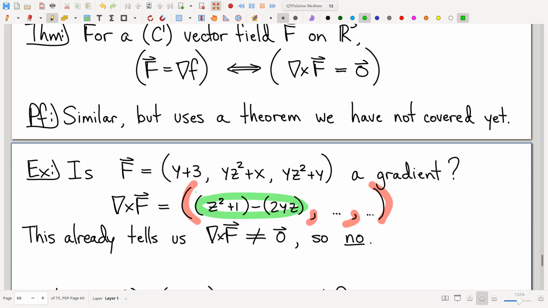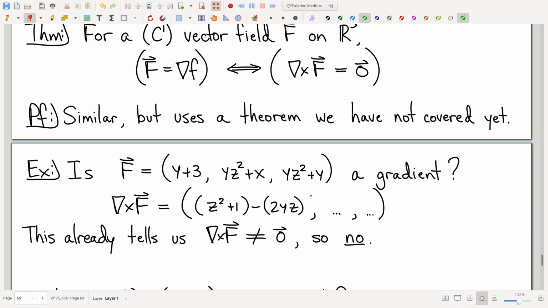Right? Now, had we gotten 0 for the first coordinate, you still go either way with the second and the third coordinates. And so if you keep getting 0, you do have to keep going. You might get all zeros. You might not. Then it's not clear. But when you get a non-zero, you're done.